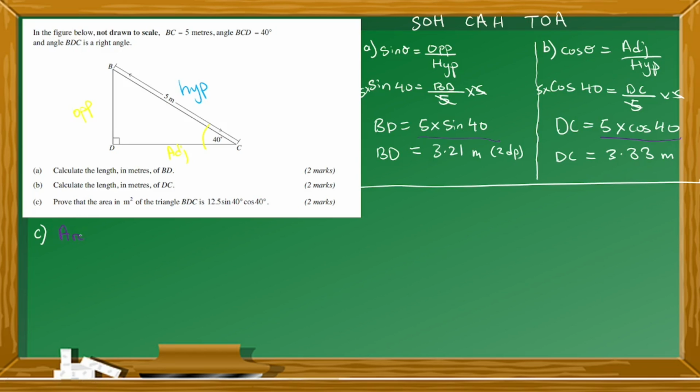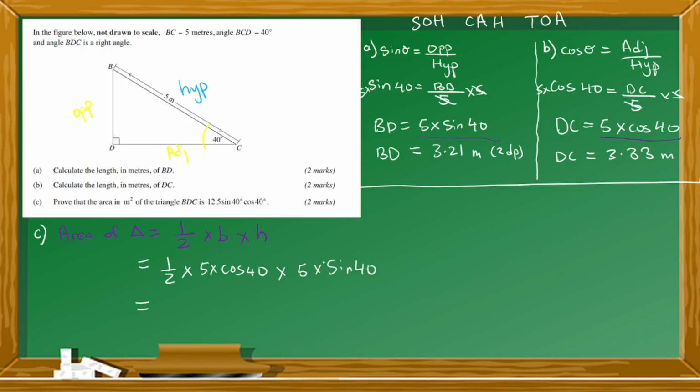In order to find the area of a triangle, it's equal to half times base times height. So let's go ahead and substitute. Half times, the base in this case would be the adjacent side, DC. And we know that to find DC, it is just 5 times cos 40. And we multiply that by the height, and in this case the height would be BD, which is the opposite side. And to find the opposite side BD, it was 5 times sine 40. So all we have to do now is just some simplifying.